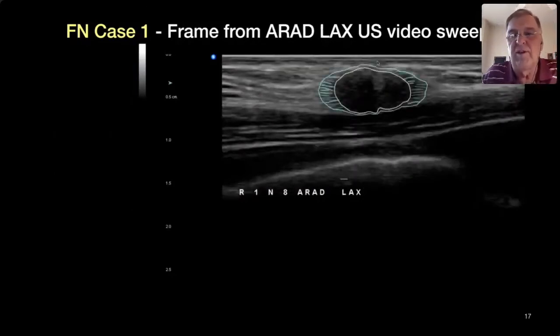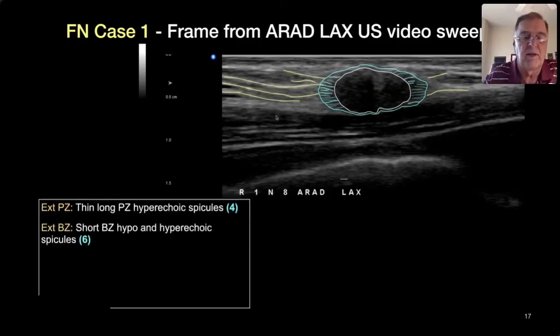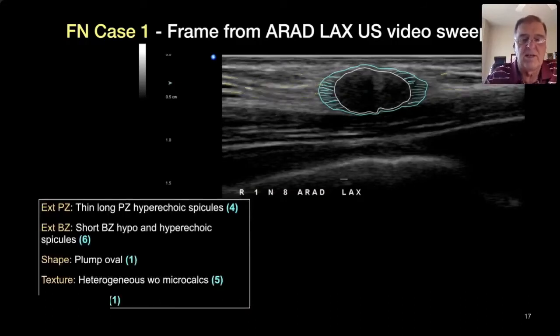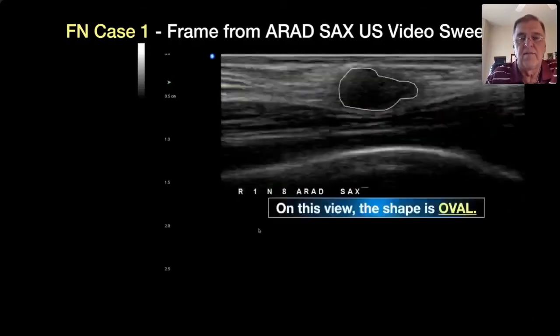But again, this is showing a nice capsule on front and back, but a thick, ill-defined echogenic rim on the ends. And actually, if you look, you can see alternating white and black lines. So there's hyperechoic and alternating hypoechoic spiculations, as well as peripheral zone hyperechoic spiculation. So in my scoring system, these are all pretty high scores. Even if you call it plump oval, there's other features that should prevent the false negative.